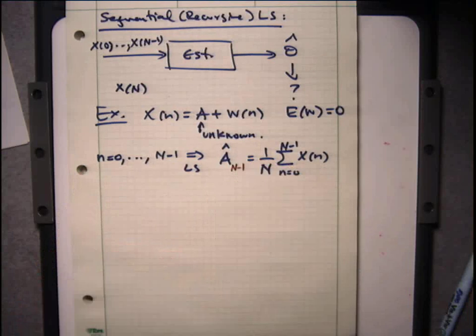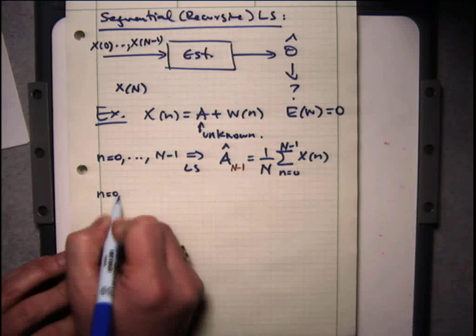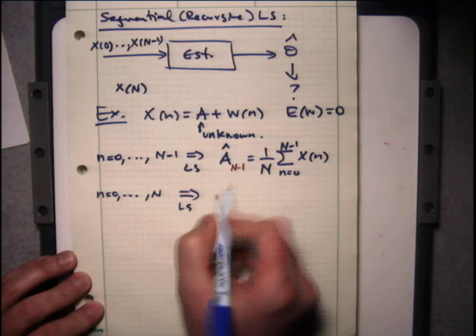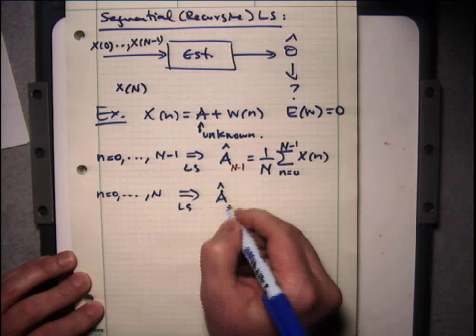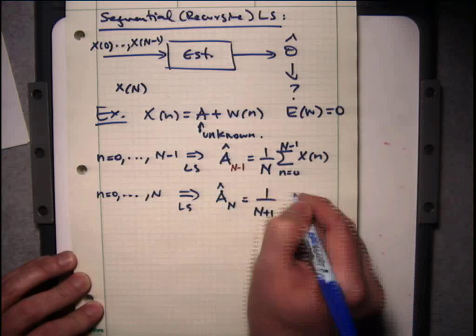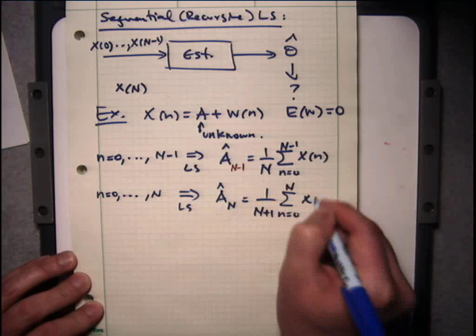Okay. So now let's suppose I give you a new data point. So now I have n equals 0 to capital N, and I do least squares again. I get A hat, this time with subscript n. This is 1 over n plus 1 now, times the sum from n equals 0 to n of x[n].